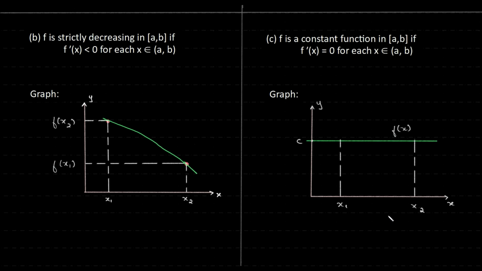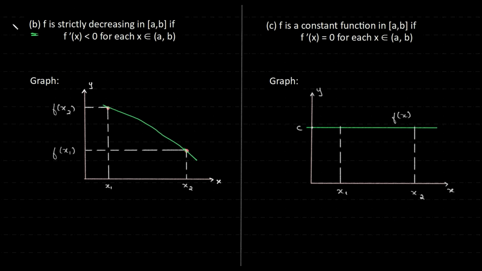Next, point B. Strictly decreasing has to do with f prime of x being less than 0. No question about it. If the function is continuous between a and b, including a and b, and if the derivative exists on the open interval (a, b), then the graph will look like this.